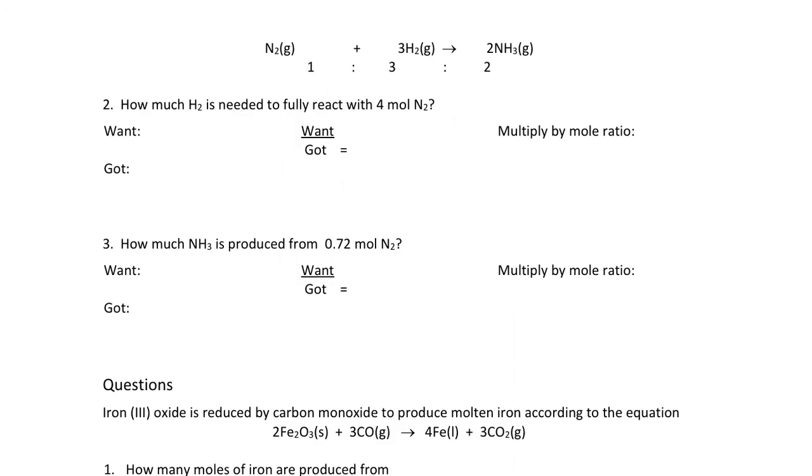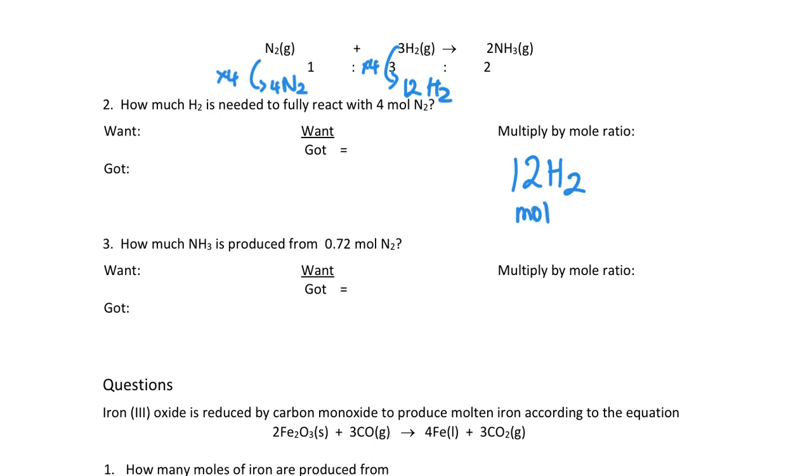Let's have a look at this one. How much H2 is needed to fully react with 4 moles of N2? If we got 4 moles, that means we're timesing everything by 4. So we're going to times this by 4. 12. Done. How good is this? So now we want 12 moles of H2.